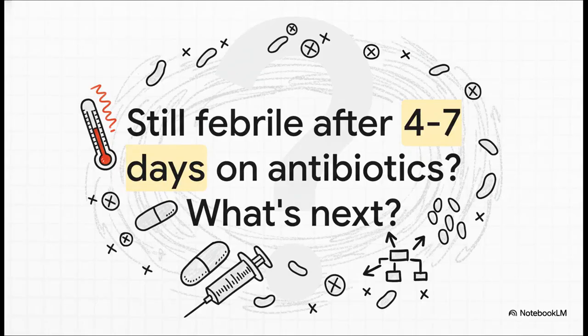Okay, so you've done everything right. You've got them on good, broad-spectrum antibiotics. But it's been 4, 5, 6 days, and they're still spiking a fever, and their neutrophil count is still in the basement. This is a huge pivot point. So what does that persistent fever tell you?